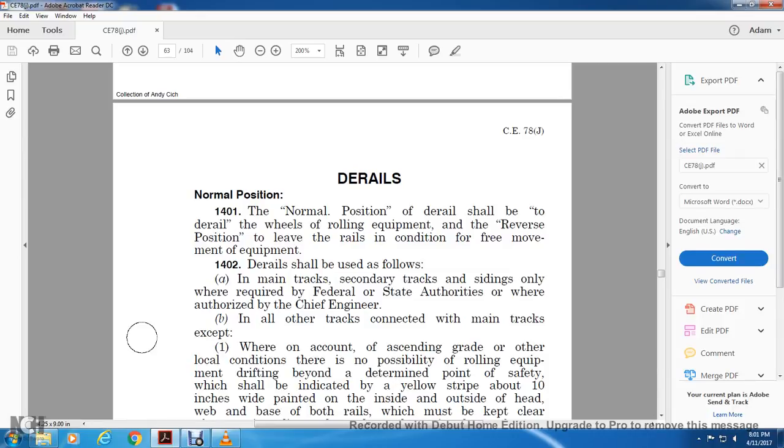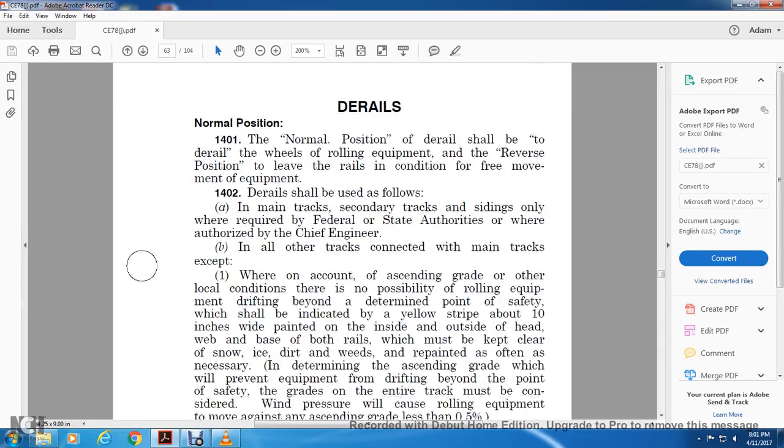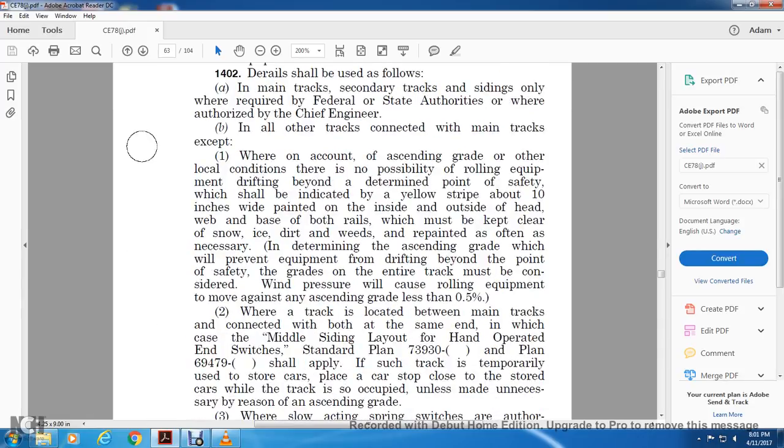In main track, secondary track, and sidings, only where required by federal and state authorities or authorized by the chief engineer, and on all other tracks connected with the main tracks, except where, on account of descending grade and other local conditions, there is no possibility of the rolling equipment drifting beyond the determined point of safety, which shall be indicated by a yellow strip about 10 inches wide painted on the outside of the head, web, and base of both rails, which must be kept clear of stone, ballast, dirt, and weeds, and repainted as often as necessary, or if determined by an ascending grade which will prevent equipment from drifting beyond the point of safety.